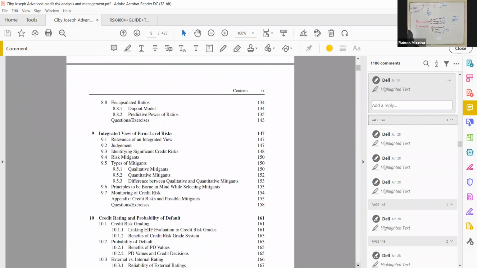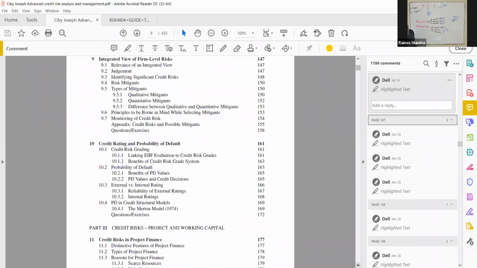Then chapter 9, we look at the integrated view of firm level risk, to say how do you now put all this together to be able to analyze the risk of the entity or company that you're looking at, and what are the different mitigants which are used or available to mitigate the effect of these different sources of risk as well. Then, now that we've analyzed the individual companies, we also look to see how you determine how much risk you are taking.